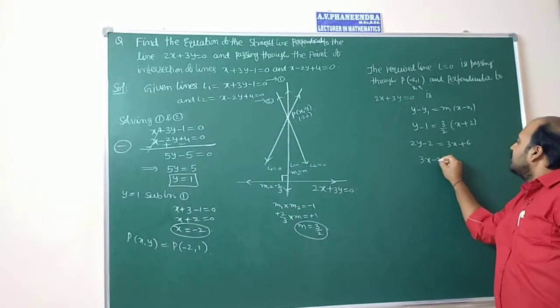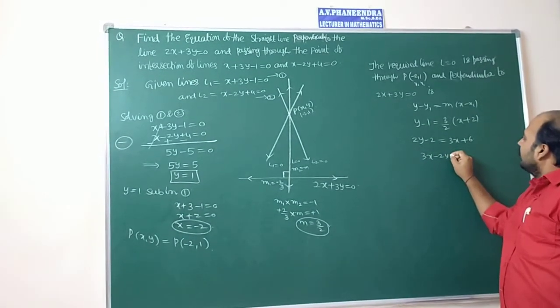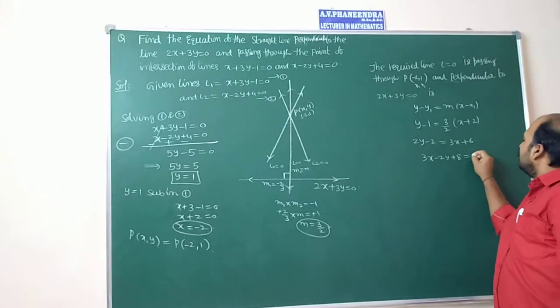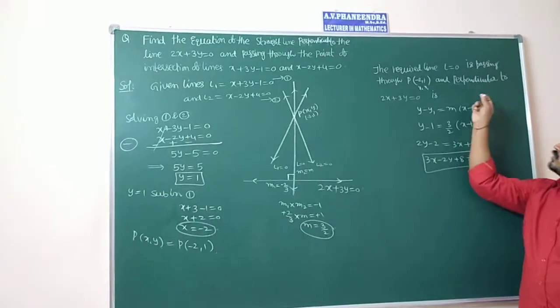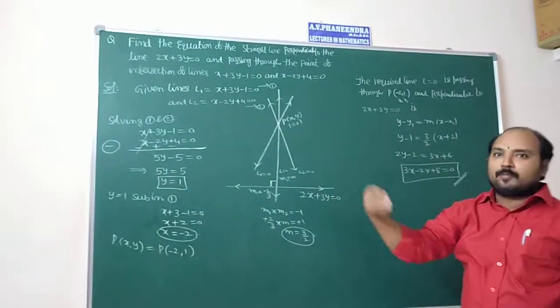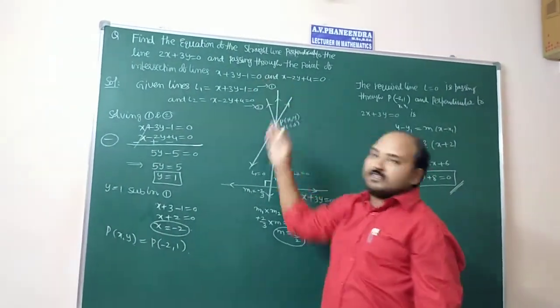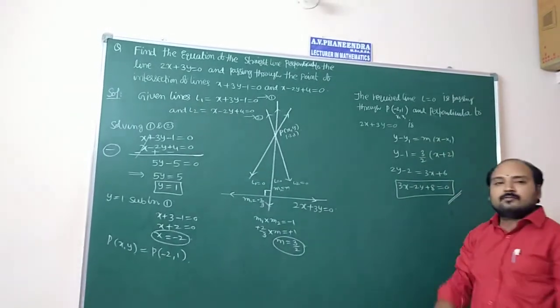Therefore 3x minus 2y plus 8 equal to 0, which is the required line which is perpendicular to the given line 2x plus 3y equal to 0 and passing through the point of intersection of these two lines.